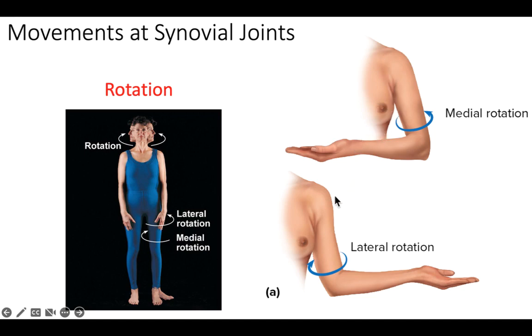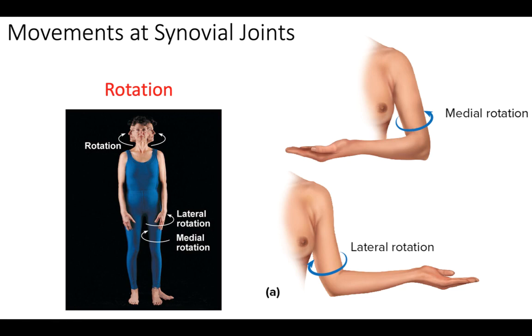So when you move that arm away like this, you're rotating it away. That's lateral rotation. When you're rotating it back in, that's medial rotation. I don't like these arrows, because this arrow means you're going from this situation to this situation, which would be lateral. When you're going from this position back to this position, it's medial rotation.